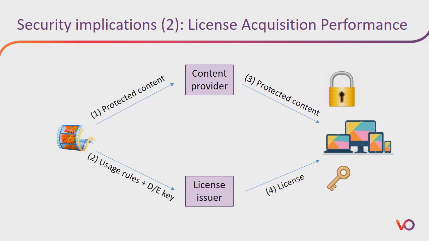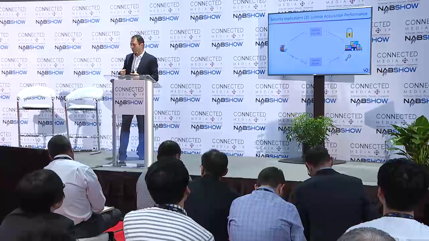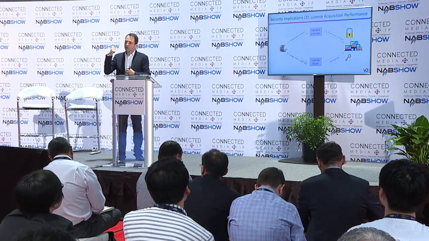The second thing which is important when you introduce security into the system is the license request. So what does that mean? When you go to the unicast world, the OTT world, the device tends to make a lot more requests to the server to get the rights and the keys to play the content. And this can take a few seconds, okay?